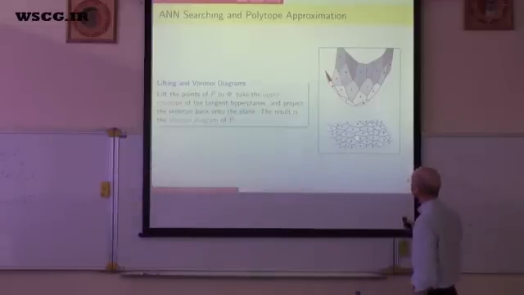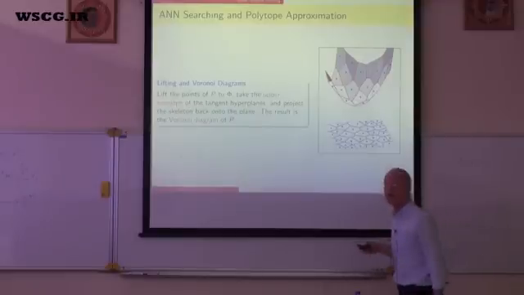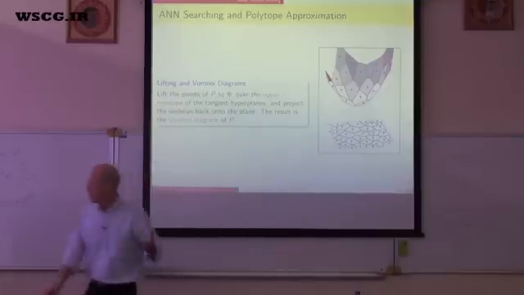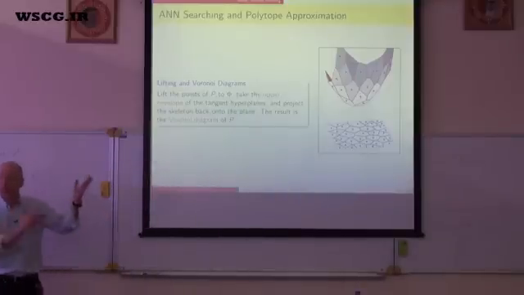I want to know who the nearest neighbor is. I lift that guy up here. I find out which facet I'm in. And the point associated with that facet will be my nearest neighbor. Now, of course, the problem is that polytopes in high dimensions have very high complexity.